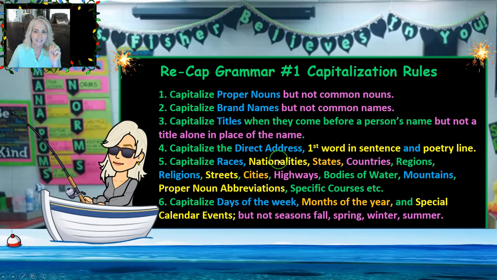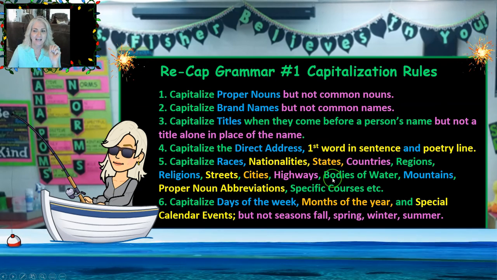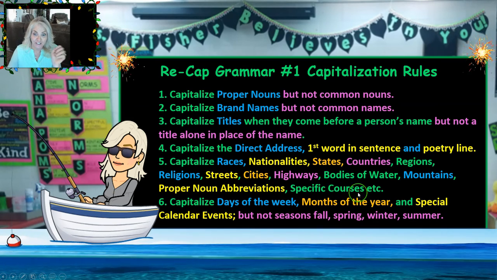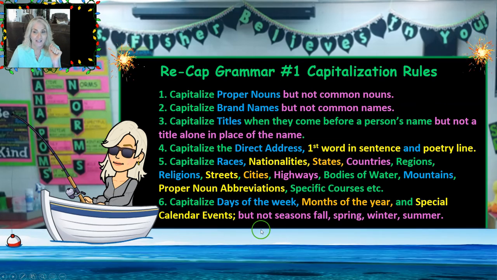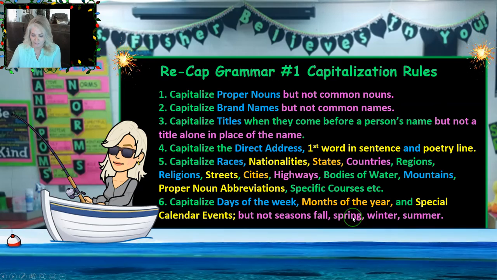We capitalize races, nationalities, states, countries, regions, religions, streets, cities, highways, bodies of water, mountains, proper noun abbreviations, specific courses, languages. We capitalize days of the week, months of the year, and special calendar events, but not seasons like fall, spring, winter, or summer.